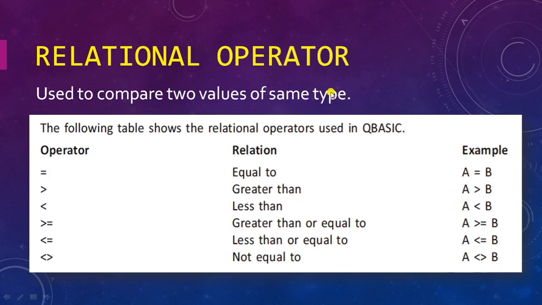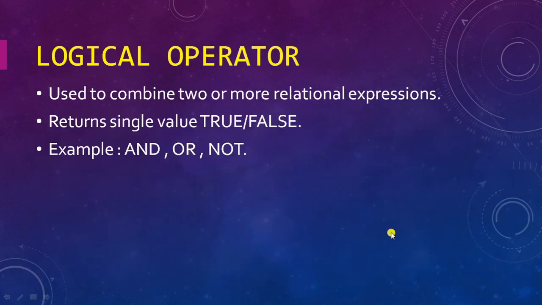Now next we have relational operators, which are used to compare two values. Like this is an equal to operator, for example to check whether the value of A and the value of B are equal or not. This is greater than, this is less than, this is greater than or equal to, this is less than or equal to, this is not equal to. So is A greater than B or not, is A less than B or not, is A greater than or equal to B or not. These all work when a value is assigned to these variables, because these are variables and you have to provide some values to them.